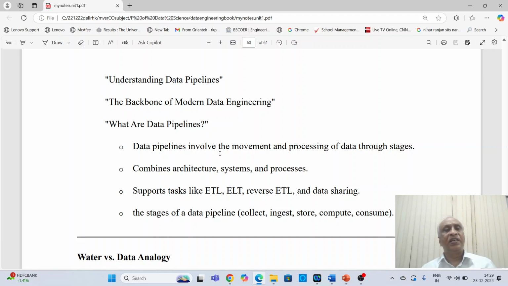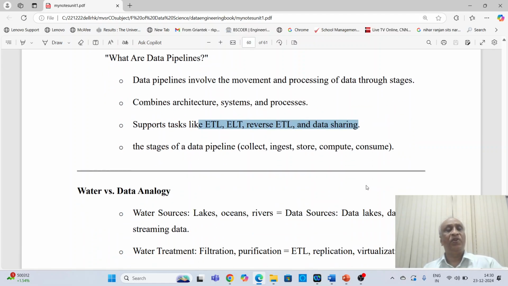So what they say is data pipelines are the backbone of modern data engineering. A data pipeline involves movement and processing of data through stages. The stages can be collect the data, ingest the data, store the data, compute the data, consume the data. So it is clear that ingestion is one of the stages of a data pipeline, and we need not confuse ingestion of data with a data pipeline. A data pipeline supports different tasks like ETL, ELT, reverse ETL, data sharing, etc.